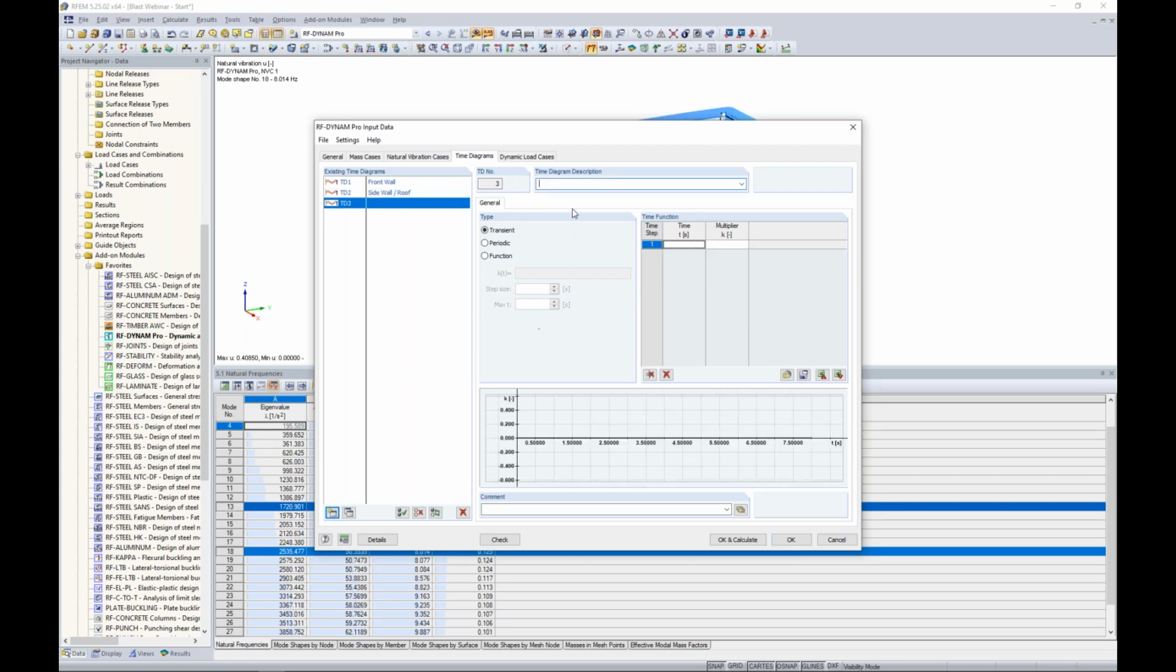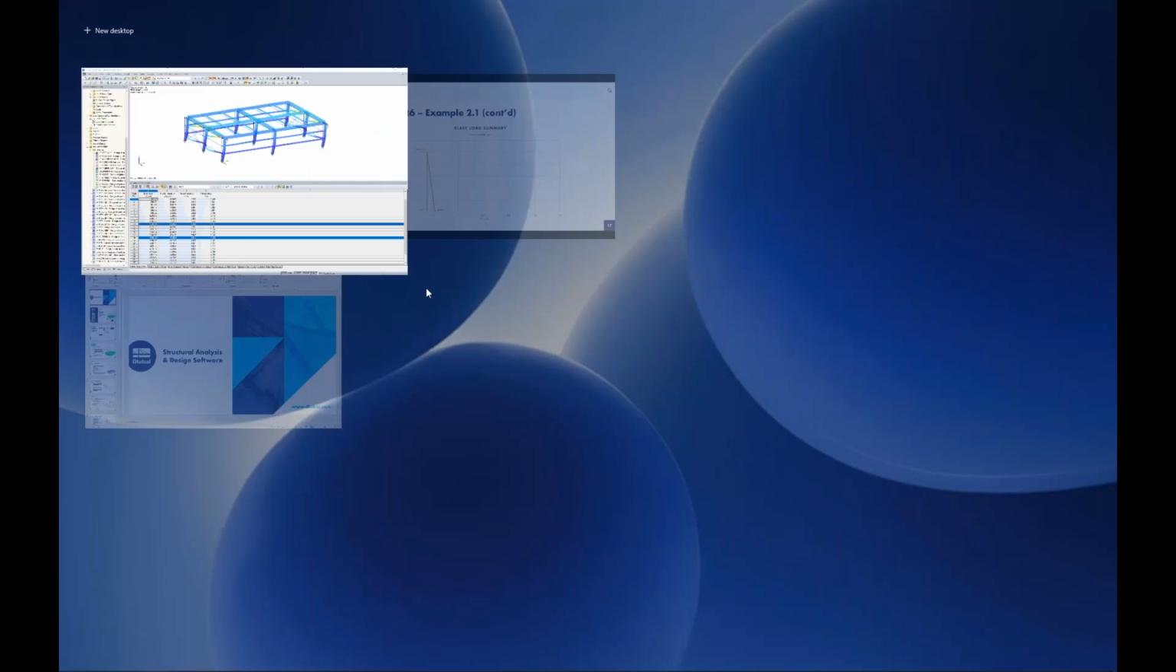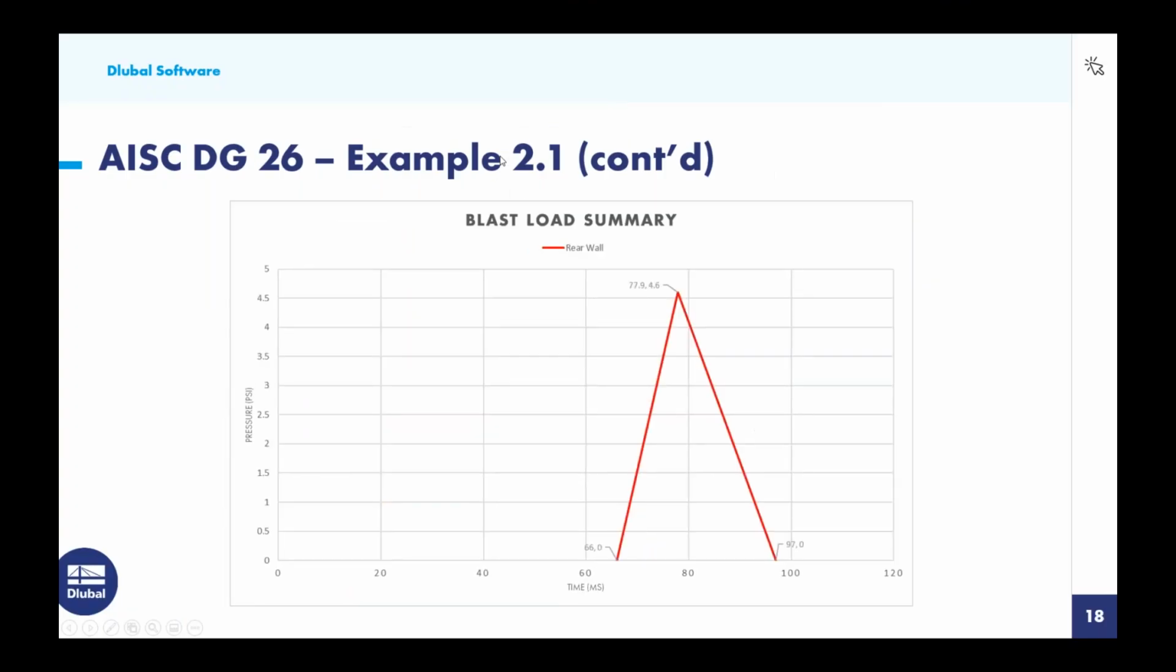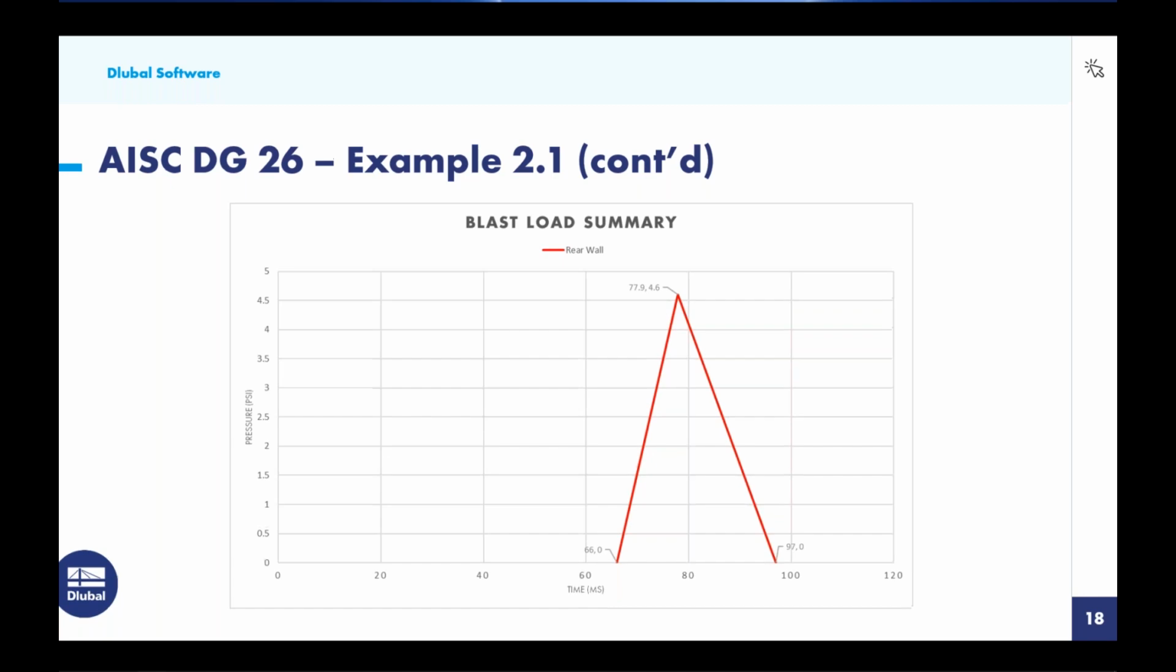Now, the third time diagram will be for our rear wall. And what I want to do, once again, is to refer back here to a nice summary. We don't necessarily have that instantaneous rise in pressure, but rather we're going to see a linear rise in pressure over a certain time period, and then a linear decay back to zero for this rear wall. And this is also occurring quite a bit later in time, relatively speaking, than what we're seeing with the front wall, as well as the side walls and roof. So we want to take note of all of these various points. We can see here that our max pressure is only 4.6 psi, so much, much lower.